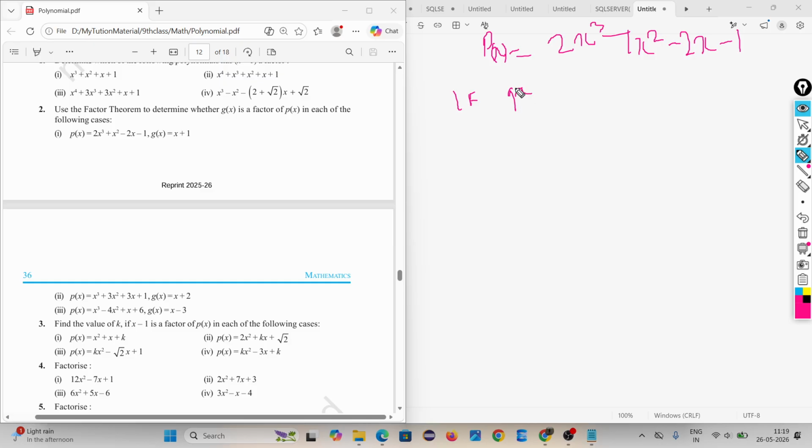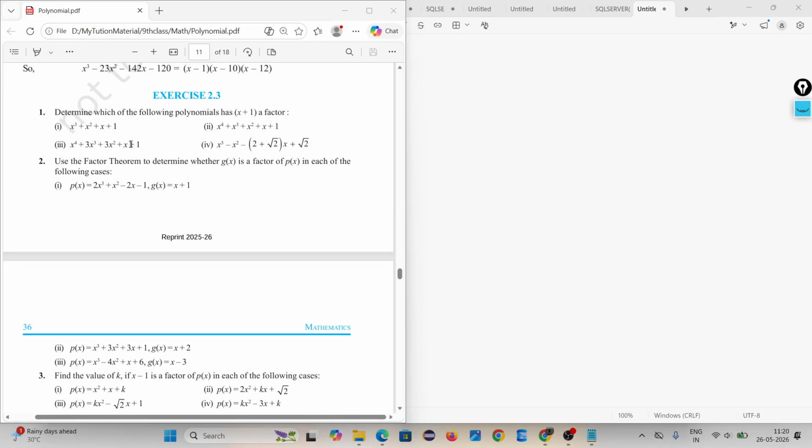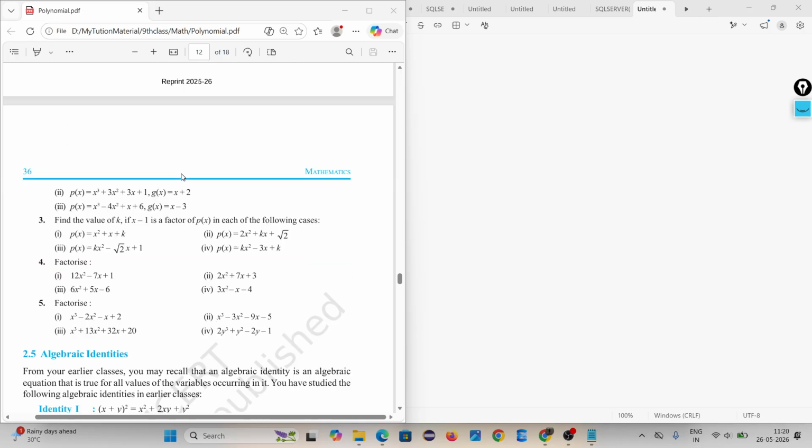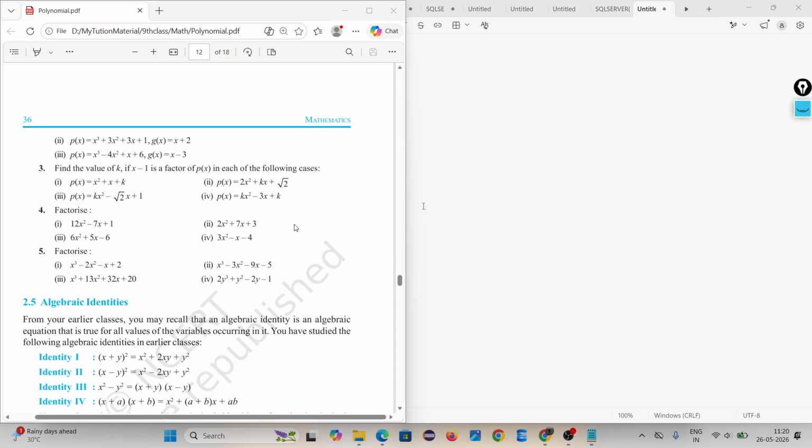If g of x is the factor, that means x equals minus 1. That means p of minus 1 should equal 0. Put the value. If 0, then that means correct. If not, then not a factor. Question number 1 and question number 2 are the same, only the question type changes. Do you understand question number 1 and 2? Yes, sir. Then come to question number 3.